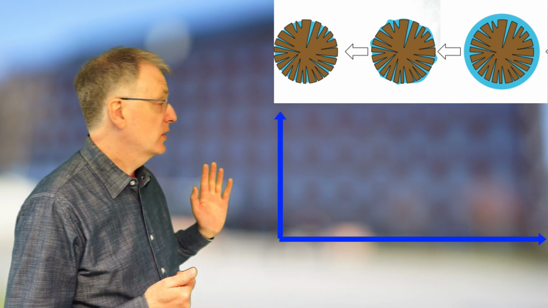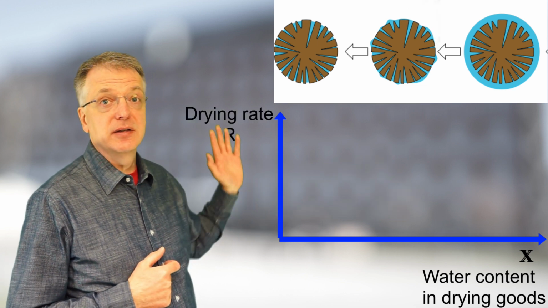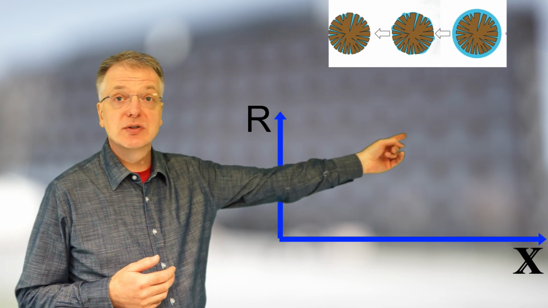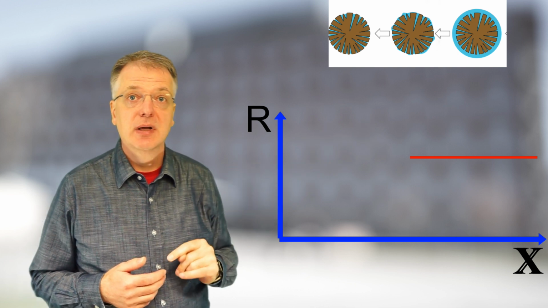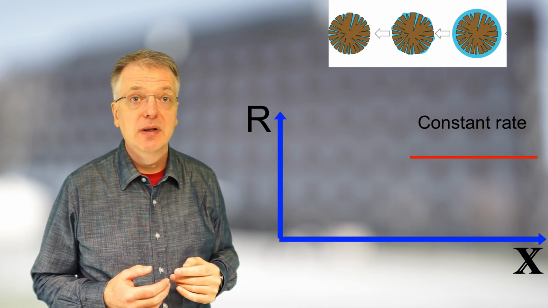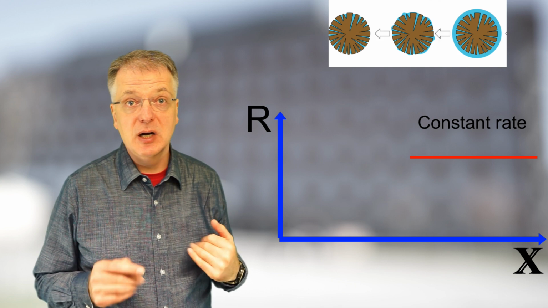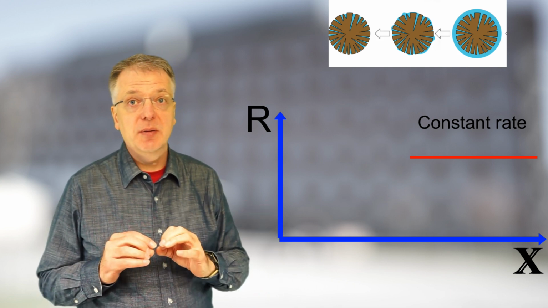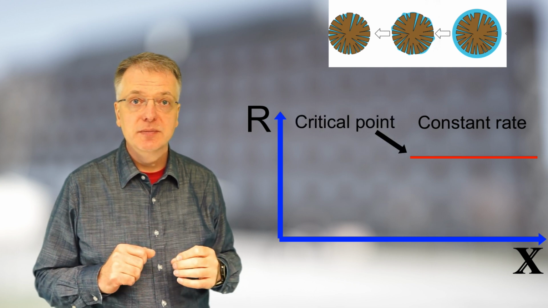Thus, in a plot with the water content in the drying goods on the x-axis and the drying rate on the y-axis, the drying rate is simply a horizontal line, starting from the right and going to the left. We call this part of the drying process the constant rate period. As soon as we reach a point where some fraction of the surface is dry, however, the drying rate will decrease. We call the point in the drying process when the surface is no longer fully wetted the critical point.